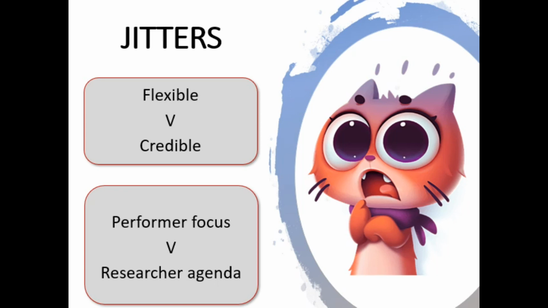How could I have a flexible methodological approach that could also be credible and have data depth and rigour? And how can I enable a performer-participant focus whilst also answering a specific research question? I had to somehow balance these dichotomies, but before I could even consider how to achieve this, it seemed I was about to go on a whole jitter journey.